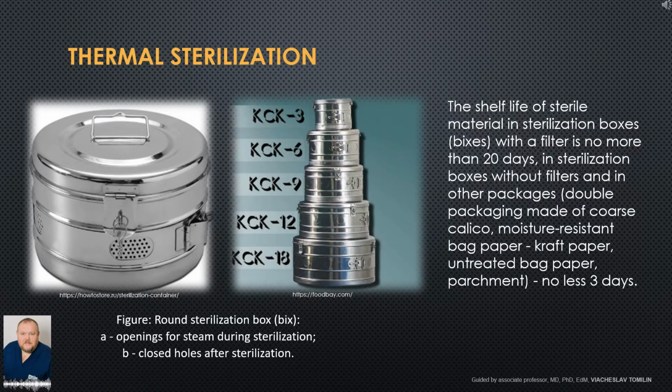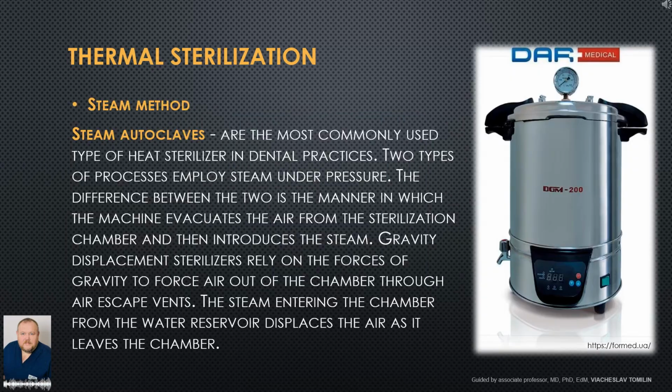The shelf life of sterile material in sterilization boxes, BICs, with a filter is no more than 20 days, in sterilization boxes without filters and in other packages, double packaging made of coarse calico, moisture-resistant bag paper, craft paper, untreated bag paper, parchment, no less than 3 days.